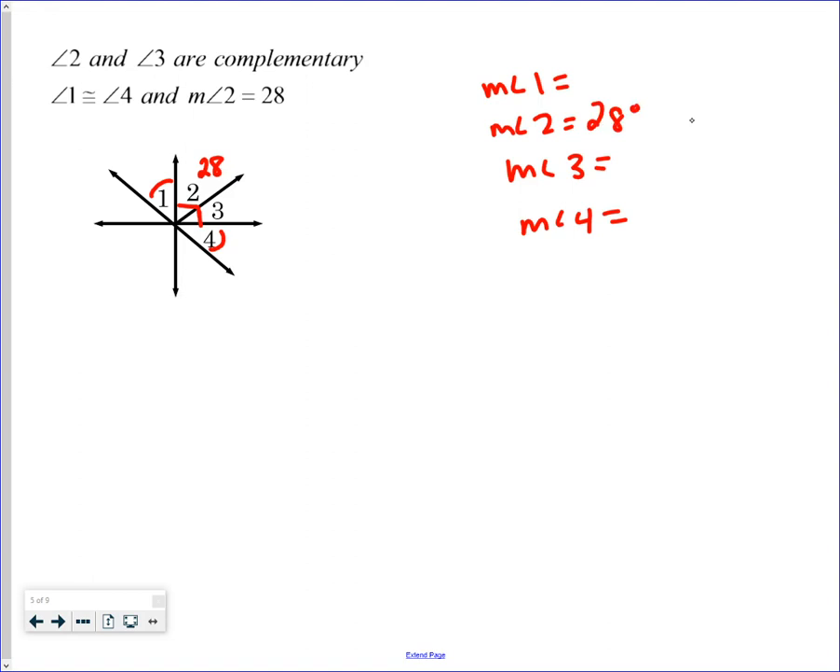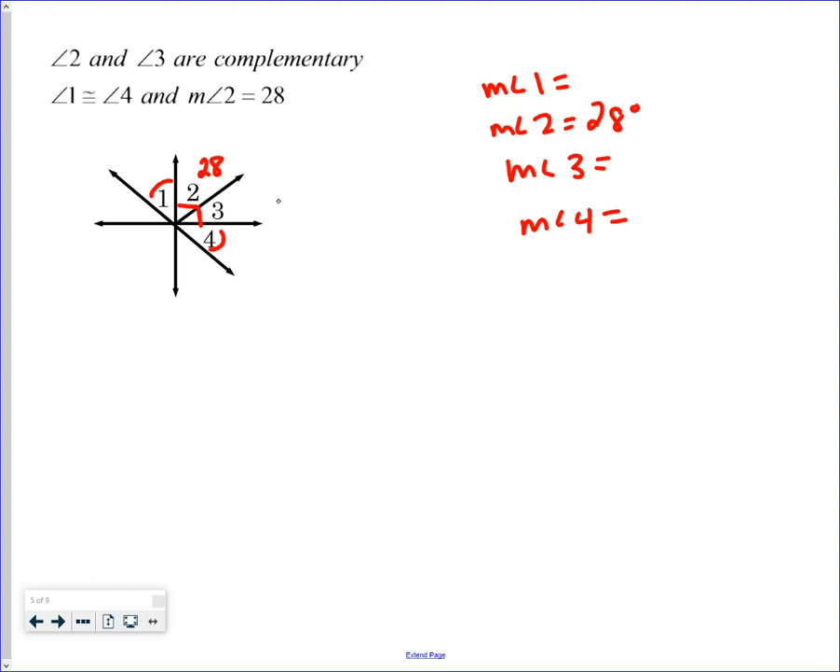Where do we go from here? They didn't tell us 2 and 3 were congruent. What did they say about 2 and 3? Very good, complementary. So what's that mean, everybody? They add up to 90. So you're right that we're going to start with 2 and 3. So if 2 and 3 add up to 90 together, how am I going to find 3?